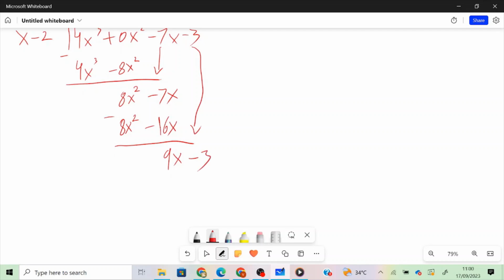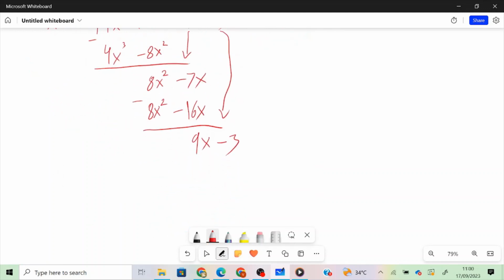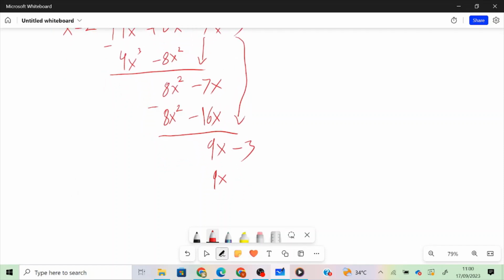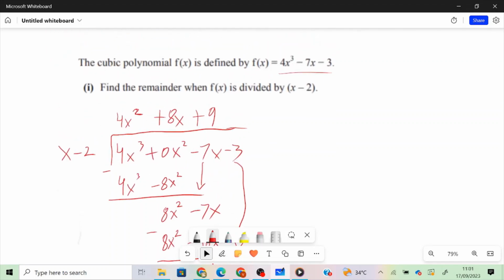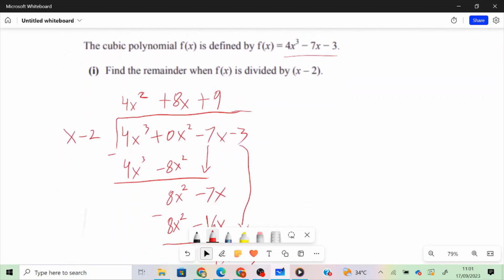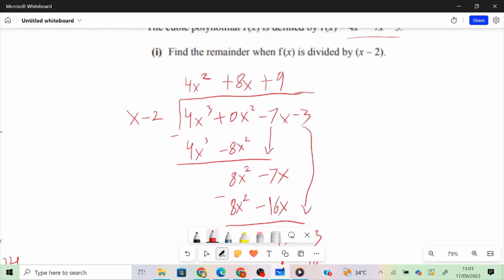9x divided by x is 9. So you have plus 9 over here. And you do 9 times x, 9x again. And 9 times minus 2 is minus 18. And you subtract. And minus 3 minus minus 18 is 15. So the remainder, when 4x cubed minus 7x minus 3 is divided by x minus 2, the remainder you get is 15.